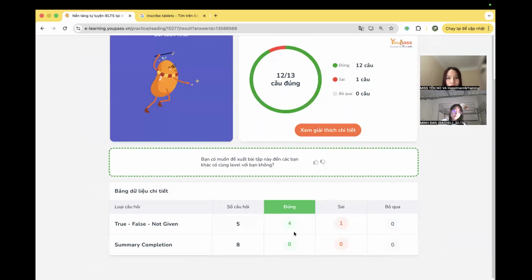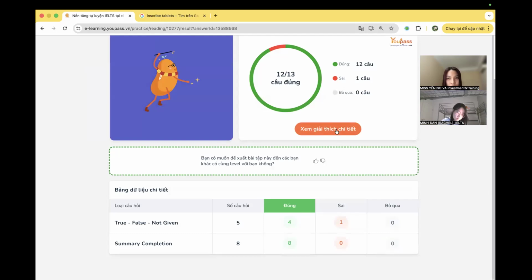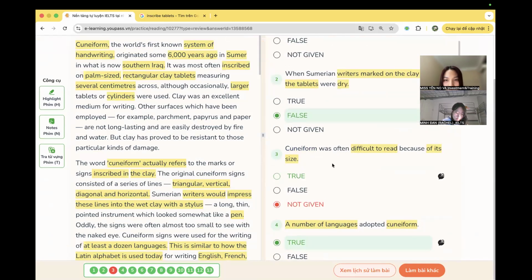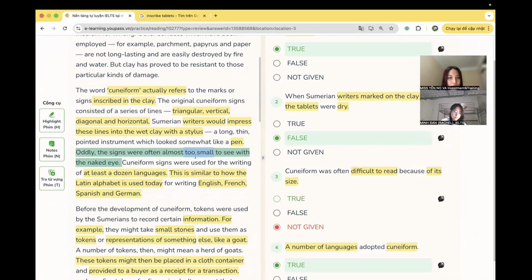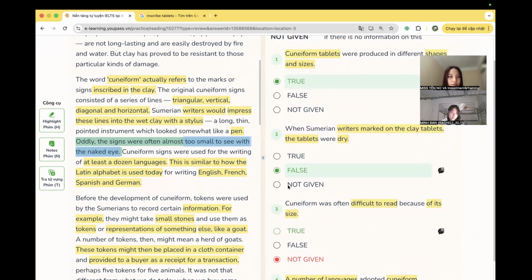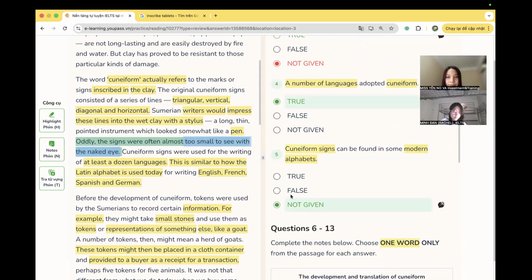And I forgot one, true or not given. Let's see. Difficult to read because of its size. This is not given. I forgot it. Okay, yeah, it's right here: too small to see with the naked eye. We didn't focus on these questions. Yeah, we missed this question. We didn't answer these questions, so that's not correct.